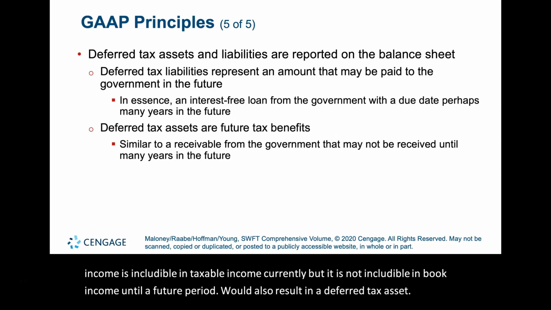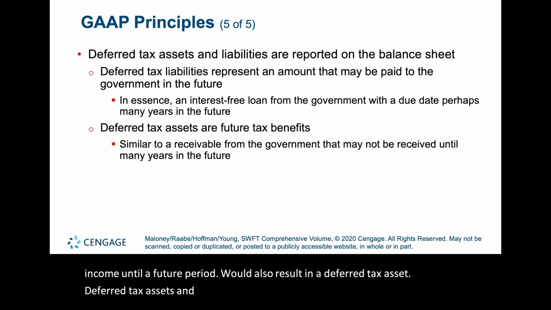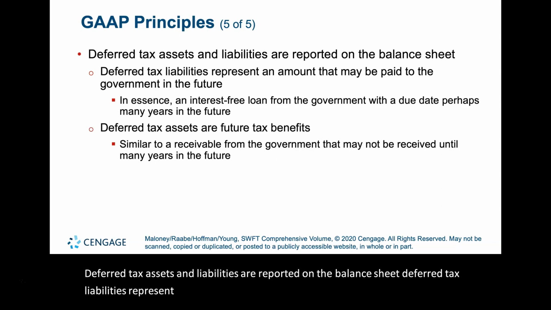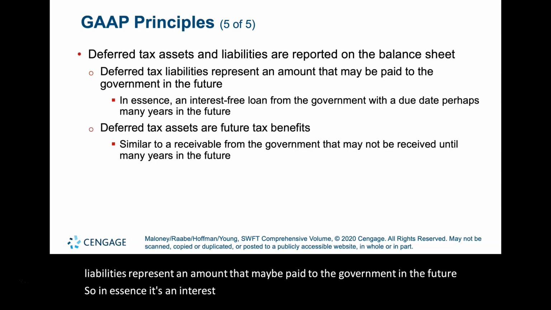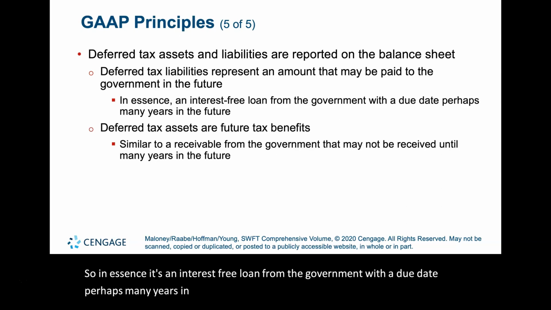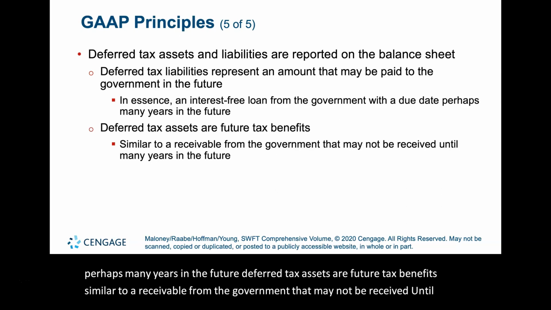Deferred tax assets and liabilities are reported on the balance sheet. Deferred tax liabilities represent an amount that may be paid to the government in the future. So in essence, it's an interest-free loan from the government with a due date perhaps many years in the future. Deferred tax assets are future tax benefits similar to a receivable from the government that may not be received until many years in the future.